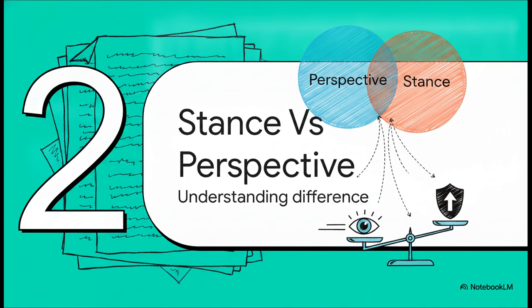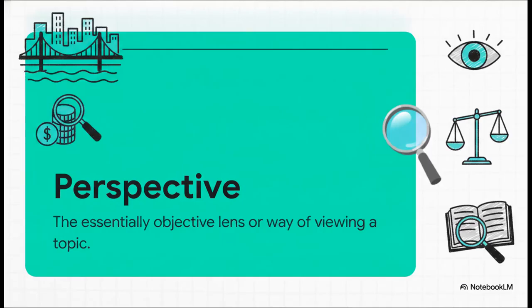Moving right along to Section 2, Stance versus Perspective. Okay, to uncover an author's hidden agenda, we first have to wrap our heads around what a perspective actually is. Basically, a perspective is just the angle you're looking from. It's essentially an objective starting point. Let's say a city is proposing a massive new bridge over a river. If you look at that bridge purely from a financial viewpoint, you're adopting a specific perspective. You aren't judging the bridge yet, you're literally just deciding which lens to look through.